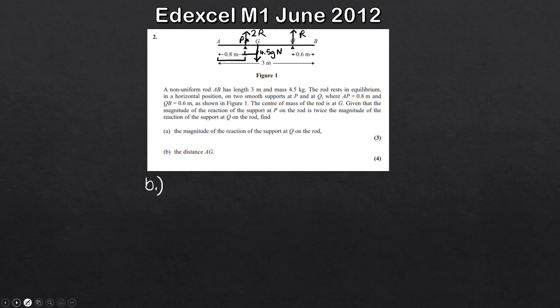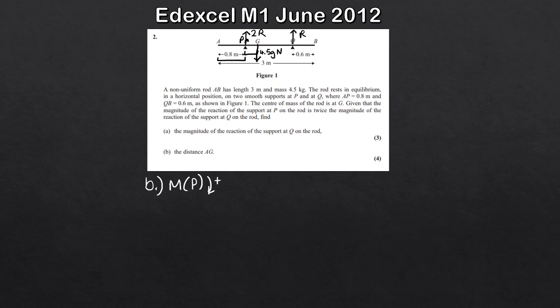Just changing my pen color. So I'm going to take moments at P, and I'm going to take clockwise as being positive. It doesn't matter which way you take positive. It just usually makes your calculations a little bit easier, depending on which way you go, and that's something that will come with time and practice. So if I take this as positive, what I need to consider now is the distance from G to P.